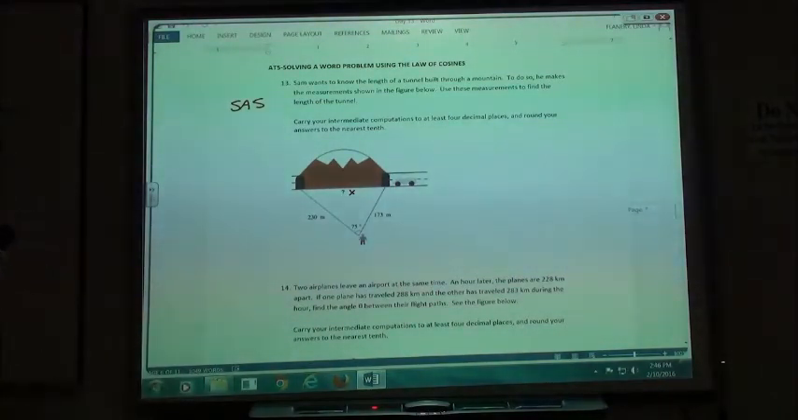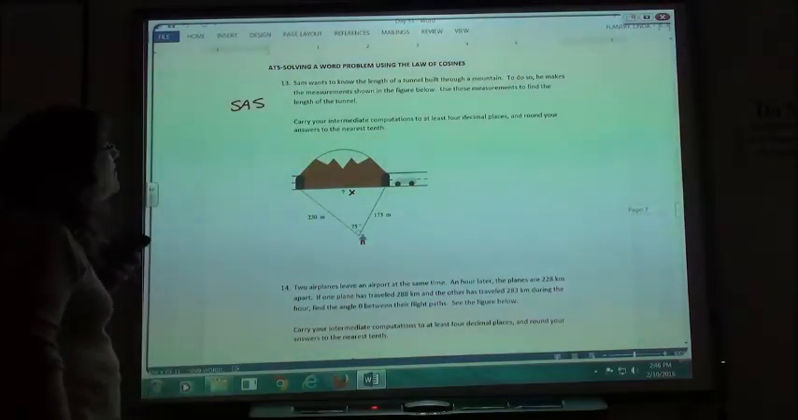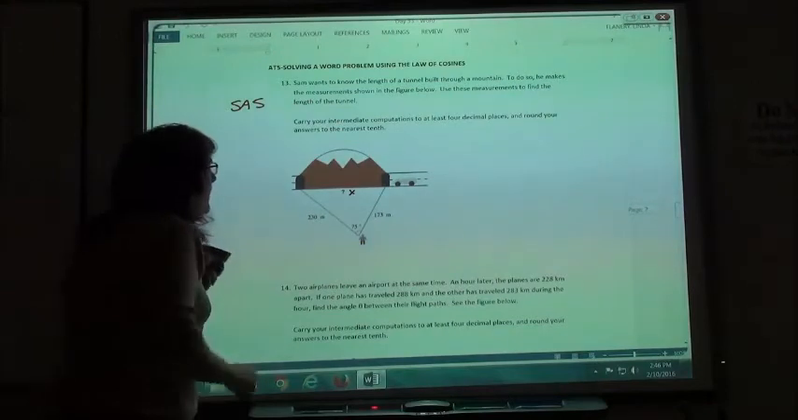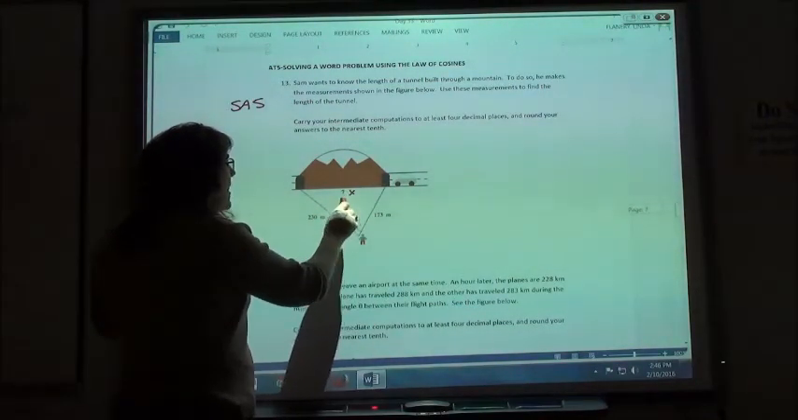Sam wants to know the length of a tunnel built through a mountain. To do so, he makes the measurements shown in the figure below. Use these measurements to find the length of the tunnel. So, I have side, angle, side. I'm going to find this side right here.